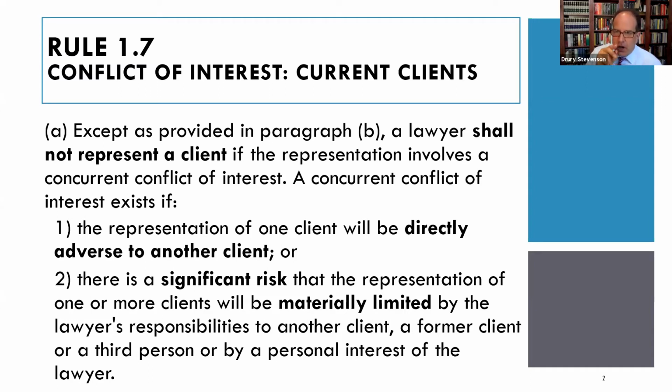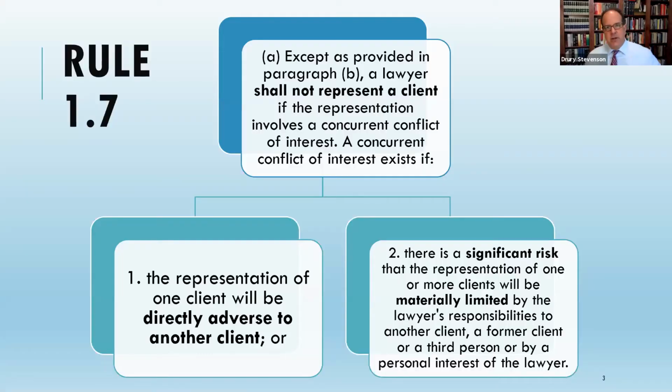Please notice there are two types of concurrent conflicts of interest under 1.7. So I made a little diagram. It's not that pretty, I know, but this is professional responsibility, right? So here's our general prohibition in A. You can see on your screen. It's basically just saying you can't represent somebody, except for the exceptions, which we're going to get to in a minute, if there's a concurrent conflict of interest. And then we have two types of conflict of interest.